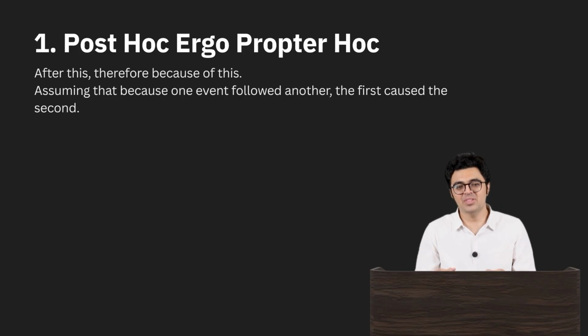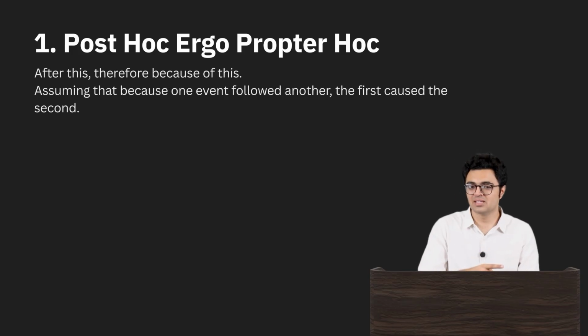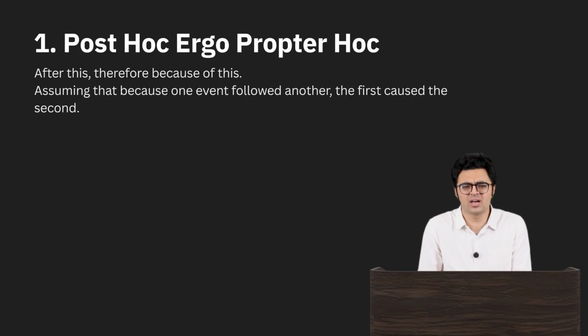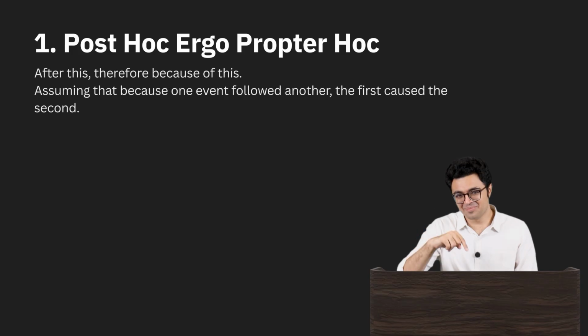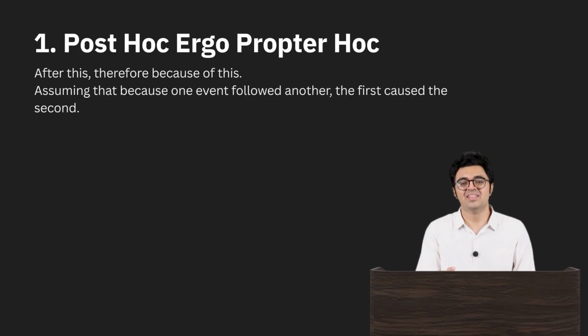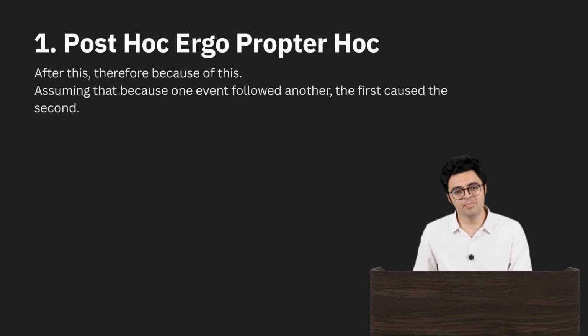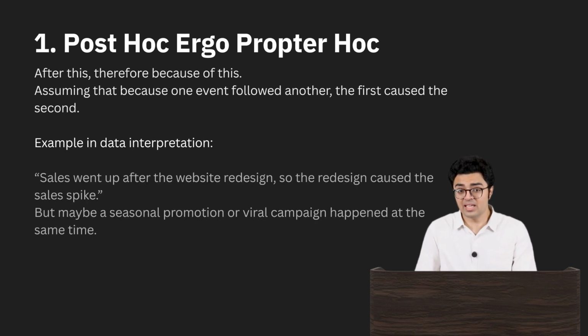Meaning, if something appears after something else, it naturally follows in our mind that the first thing must have caused the other thing. Remember, the crow sitting on the tree and the branch falling down. This assumes that because one event followed another, the first caused the second. Here's an example in data interpretation. Sales went up after the website redesign. So, the redesign caused the sales spike.